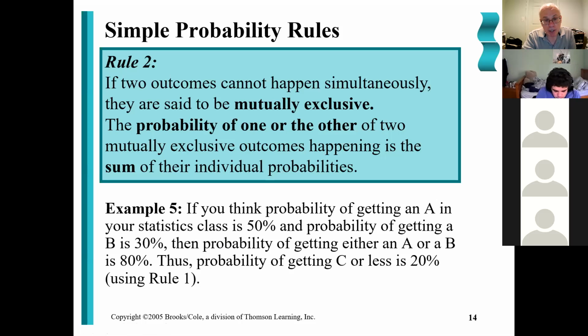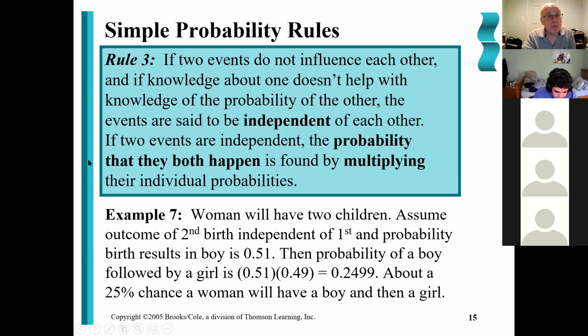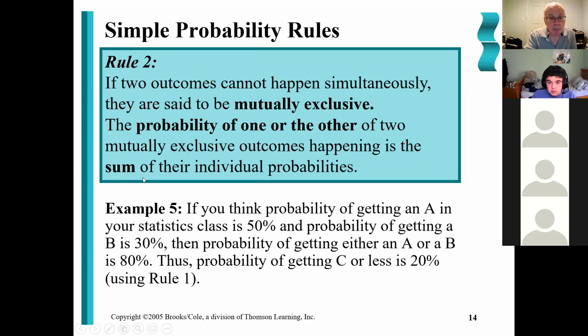Now, what's the probability of getting a C or less? Well, that's all that's left, right? You either get an A or B, or you get a C or less. There's no other grades. So that third category has to be the remaining 20%. Why 20%? Because getting an A or getting a B or getting a C or less is all the possibilities, which is equal to 1 or 100%. We have 80% representing the A or B. What's left must be getting a C or less, which is 20% or 0.2.